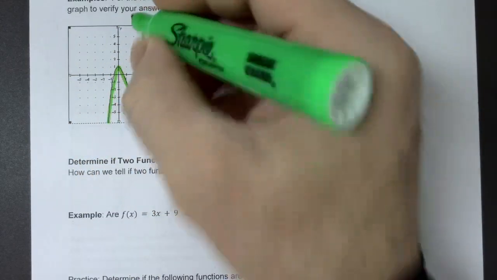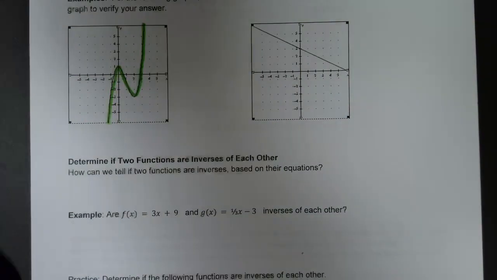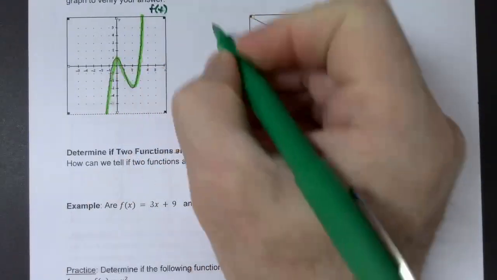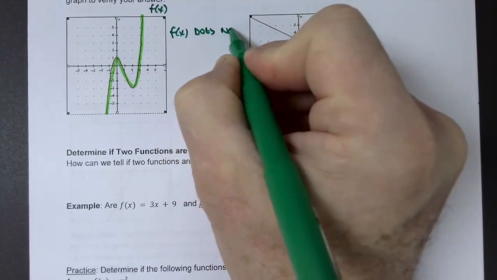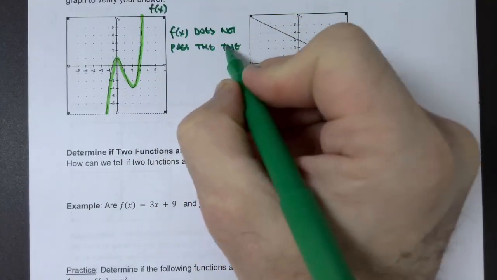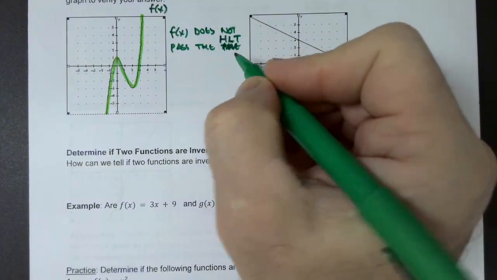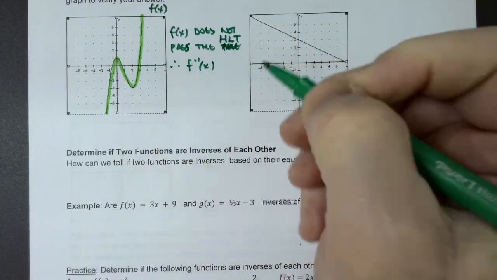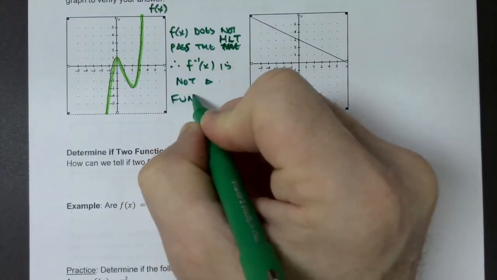If I do the inverse of this one, will I get a function? Mitch? No. Why not? It doesn't pass the horizontal line test. Very good. If we call this f of x, it does not pass the horizontal line test. Therefore, the inverse is not a function.